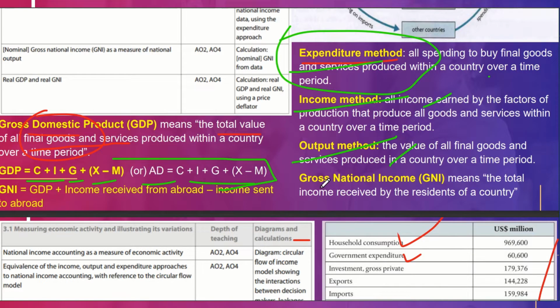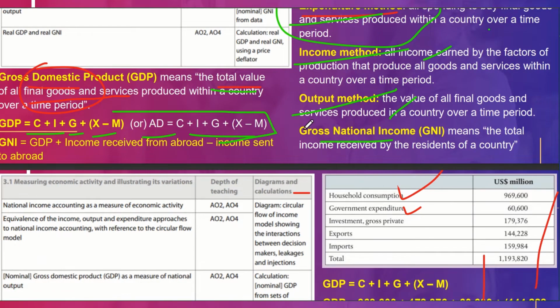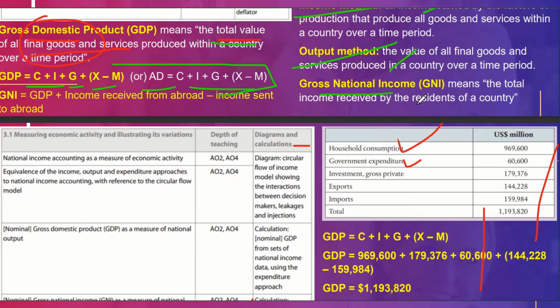Right? And national income, gross national income. GDP means AD equal to GDP, which means C plus I plus G plus X minus M, or in other terms, the total value of all final goods and services produced in the country in a specific time period or in a year. Meanwhile, national income means the total income received by the residents of the country.